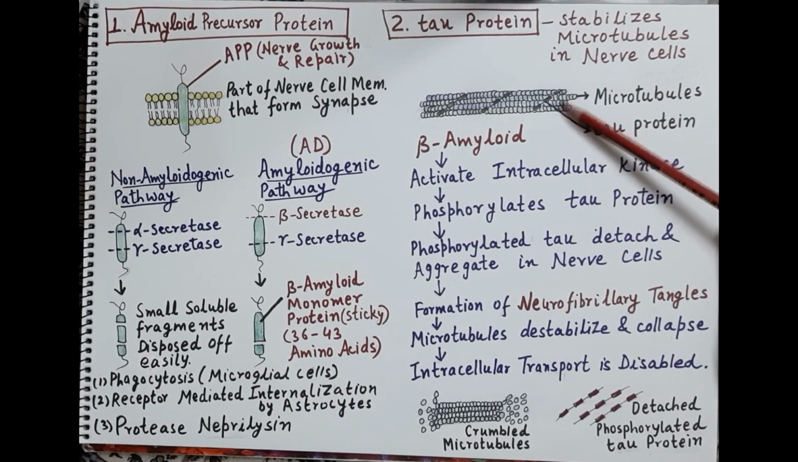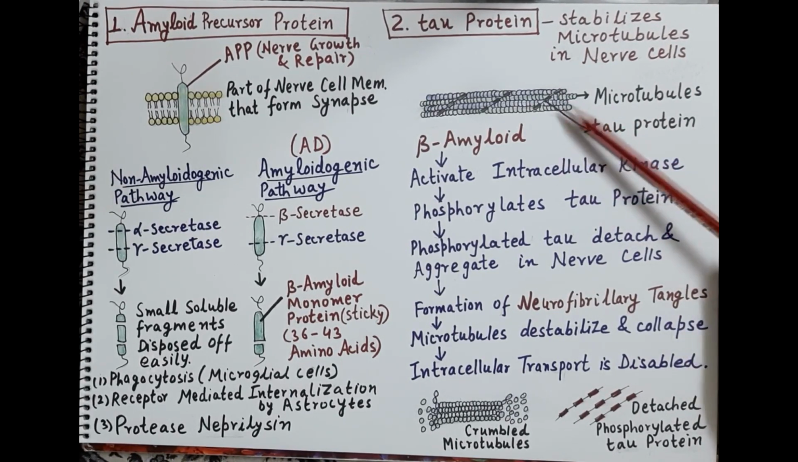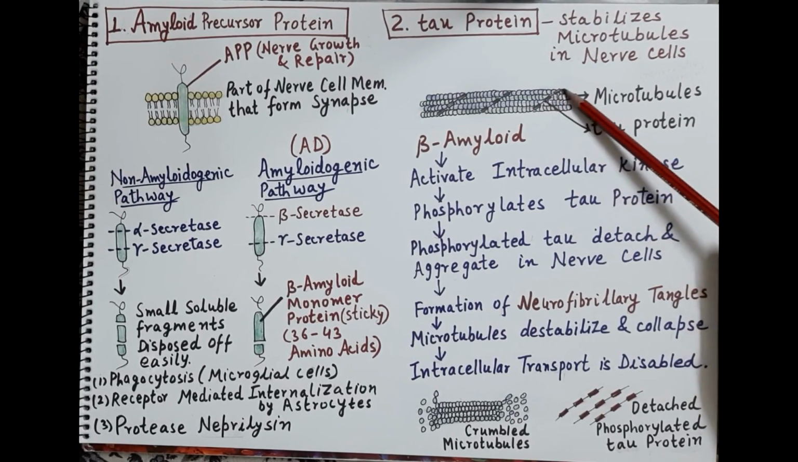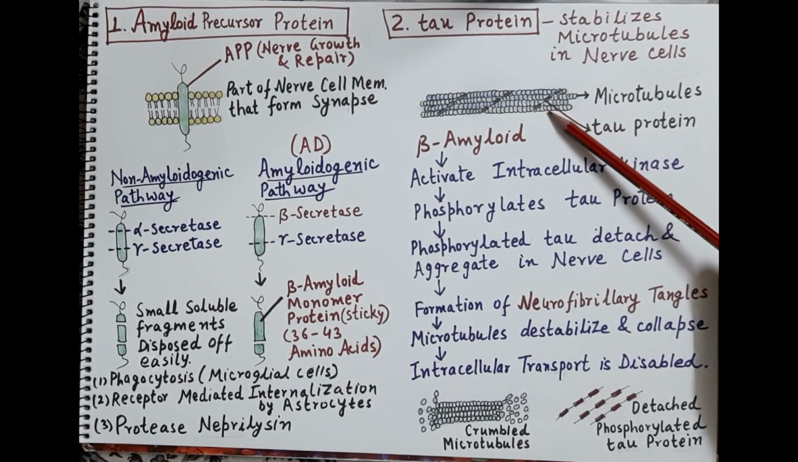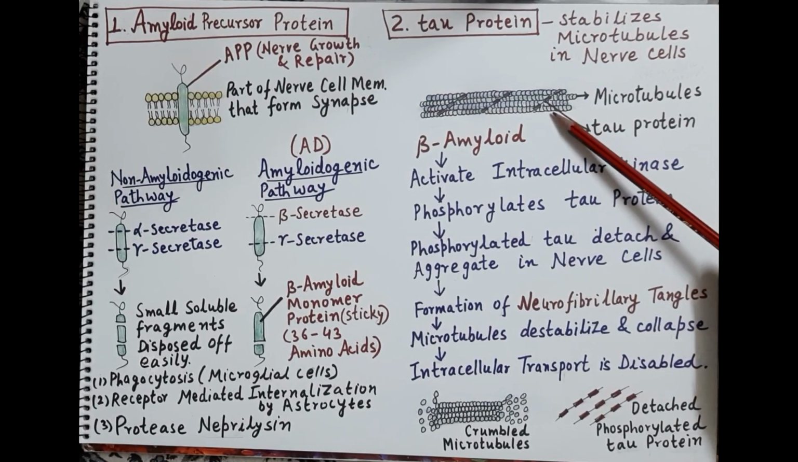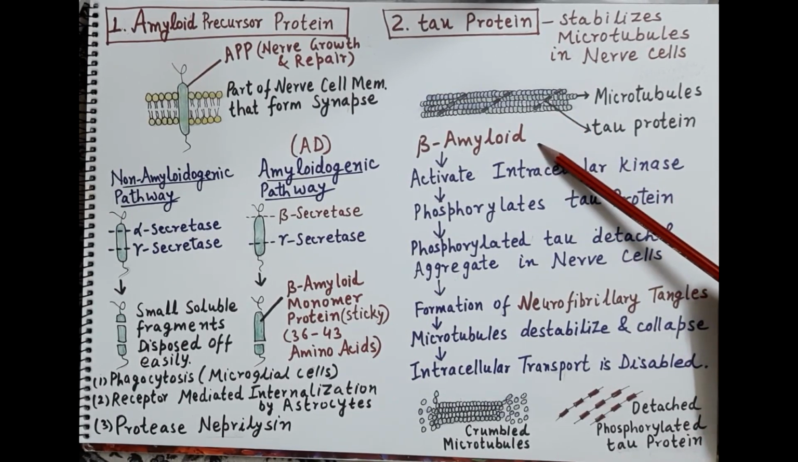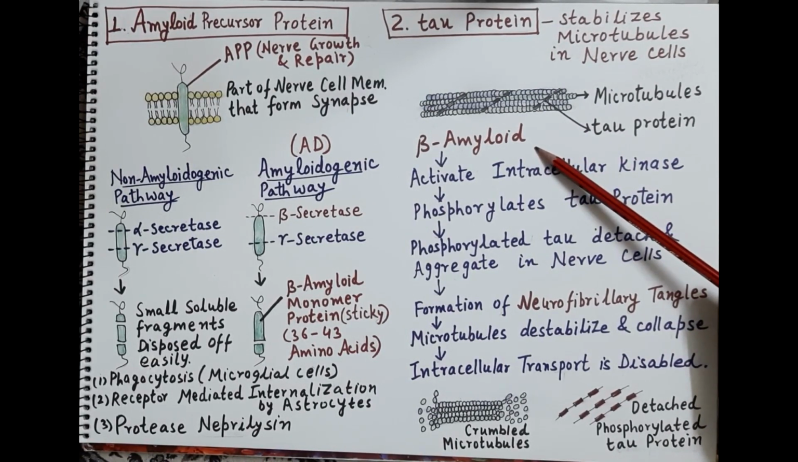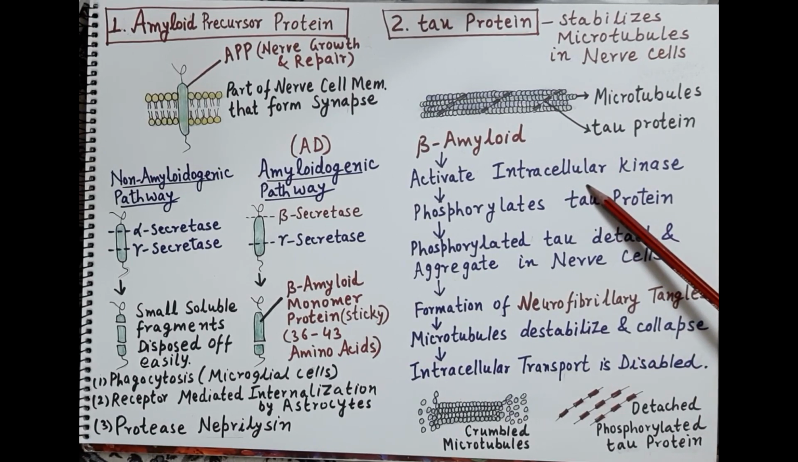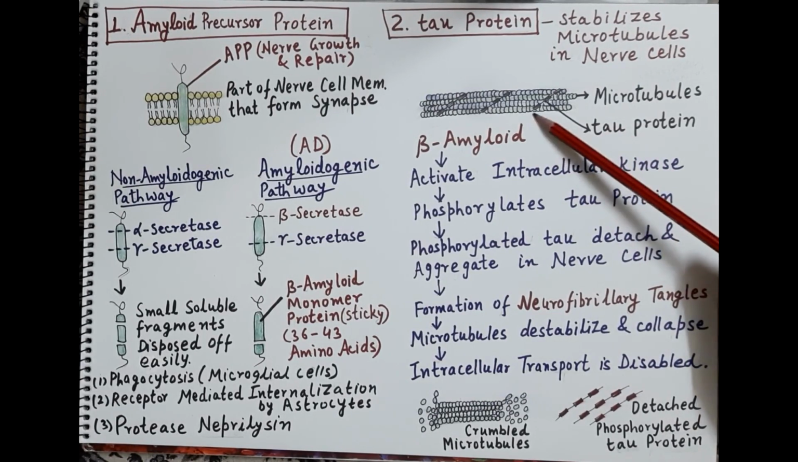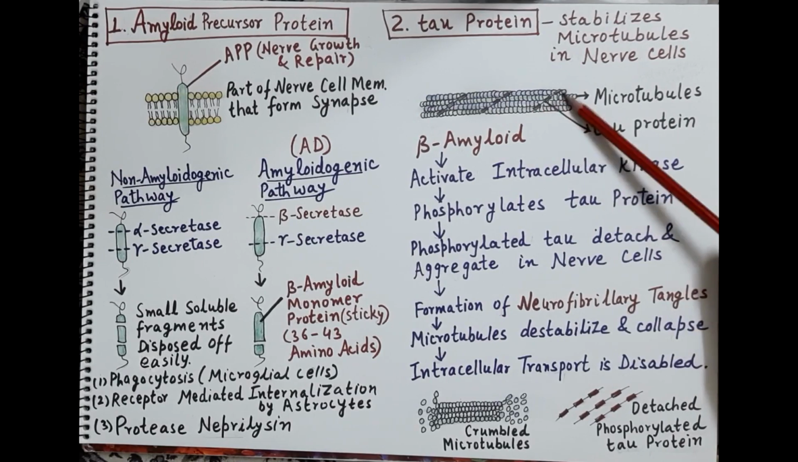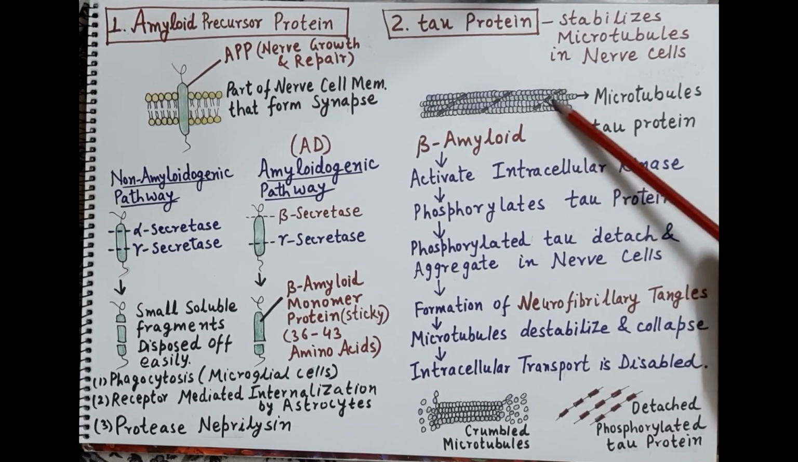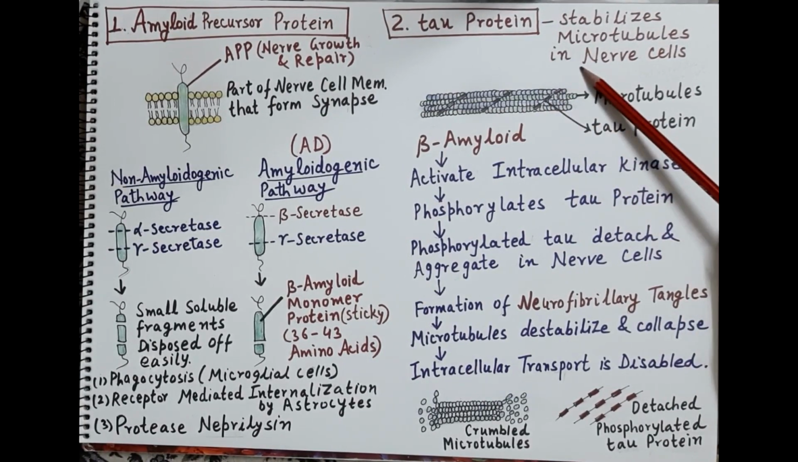So this I have shown here with a diagram. These are the microtubules, and this is the tau protein. This tau protein is responsible for the stabilization of microtubules. Now, as we have already discussed, in Alzheimer's disease there is excessive formation of beta amyloid proteins. These beta amyloid proteins activate intracellular kinase. Activation of kinase causes phosphorylation of tau proteins. So this tau protein, which I have shown here in red, gets phosphorylated. And once it gets phosphorylated, it detaches itself from the microtubules.